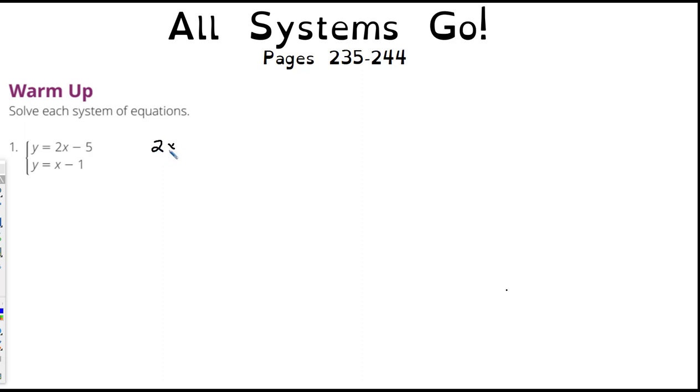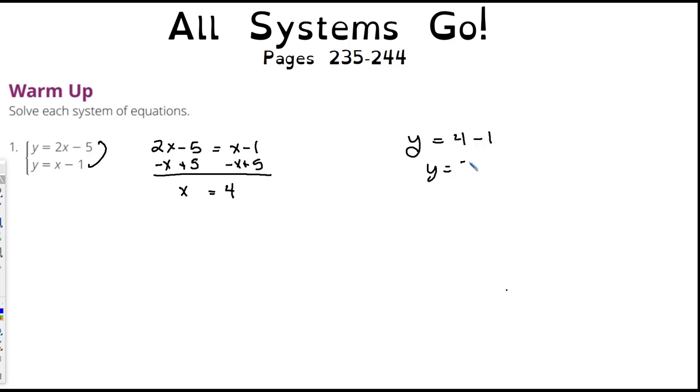So we'd have 2x minus 5 is equal to x minus 1. And then since this is a linear equation, we want to get the x's on one side and our constants on the other. And so we'd have x is equal to 4. And then once we know what x is, we choose one of the two equations and solve for y. And so y is equal to 3.